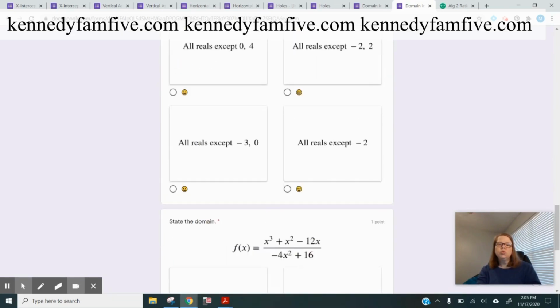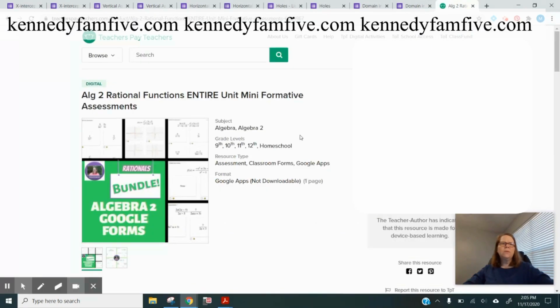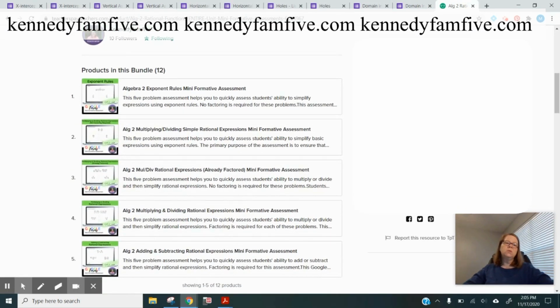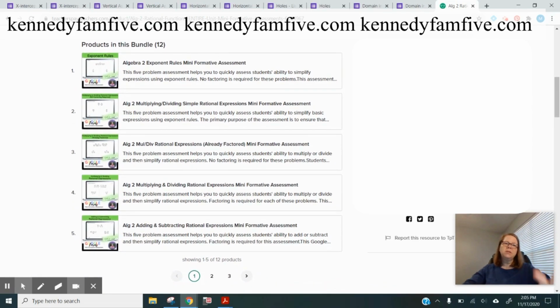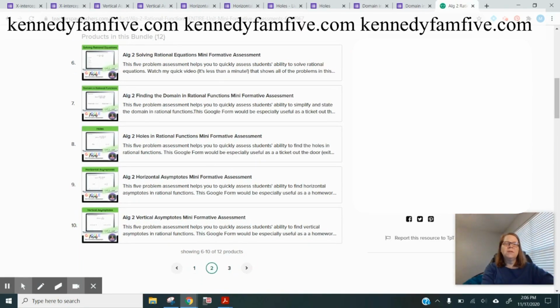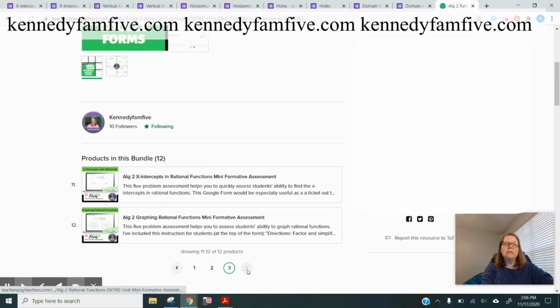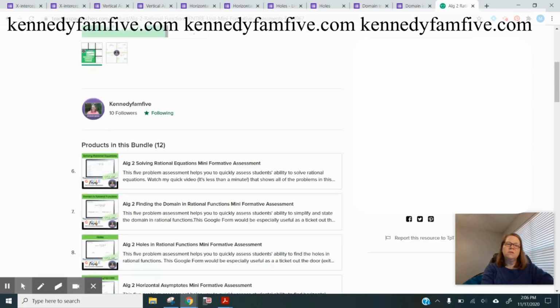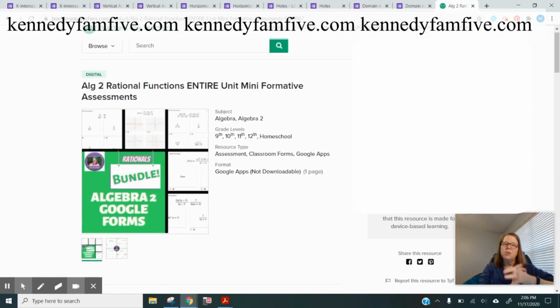And so this is the unit that I have that includes all of those pieces, but it also includes exponents and multiplying and dividing, adding and subtracting rationals, all of these little pieces that we just looked at, and even graphing rational functions. And I think solving was in there. Yeah. And solving equations is in here too. So all of it. So 12 different mini assessments. They're all bundled together.